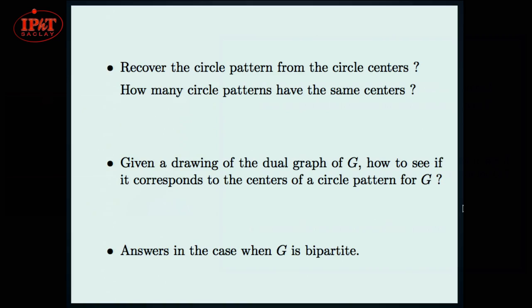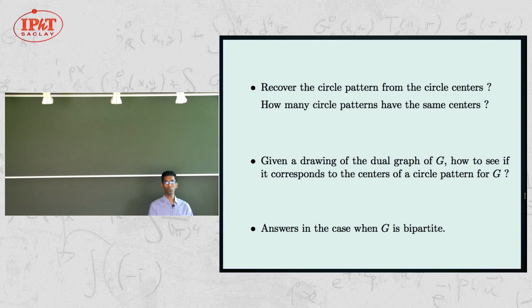If the answer is no, maybe I have several circle patterns which have the same centers, then how many circle patterns do I have which give the same centers? And another question, if I just start with an arbitrary drawing of the dual graph of G, not necessarily coming from circle centers, do I have a criterion to test whether this drawing corresponds to centers of some circle pattern for G? And I'm going to give you the answers to all these questions in the case when G is a bipartite graph.